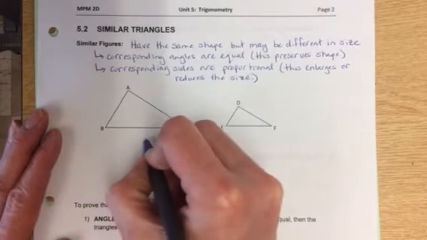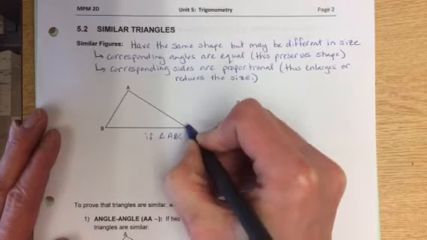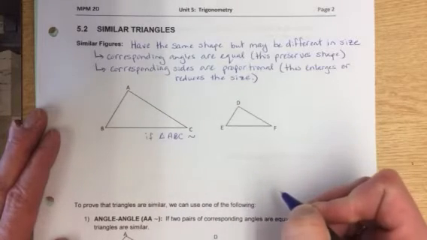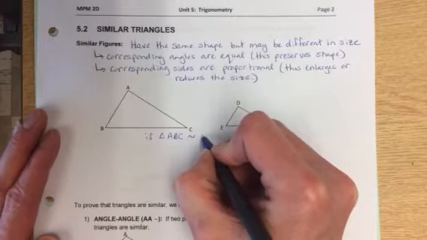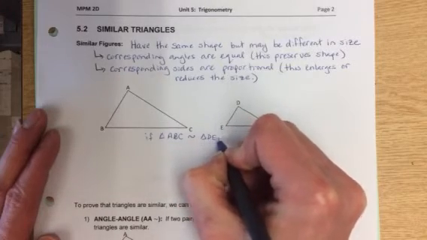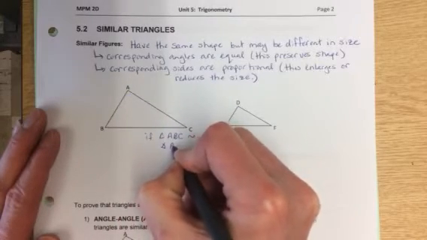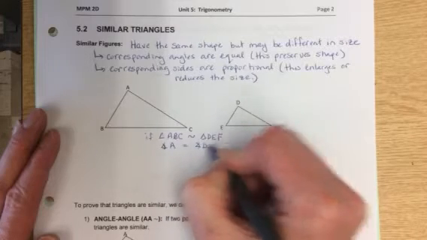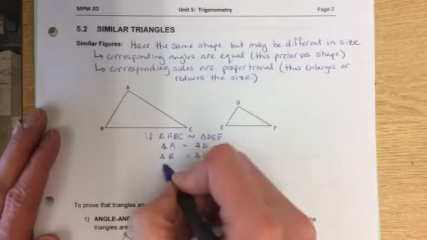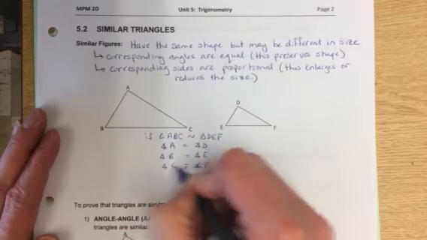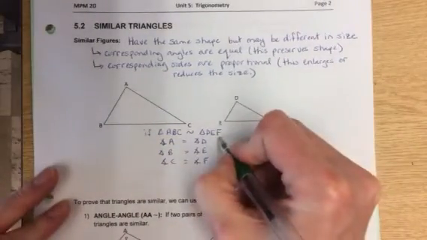Basically what I want to say here is if triangle ABC is similar, and this time our symbol for similarity doesn't have the equal sign, it just has the wavy line. So you don't put the equal because the equal would mean congruent. If triangle ABC is similar to triangle DEF, what that means is angle A would equal angle D. And angle B would equal angle E. And angle C would equal angle F. So these are our corresponding angles, and they are equal to each other.